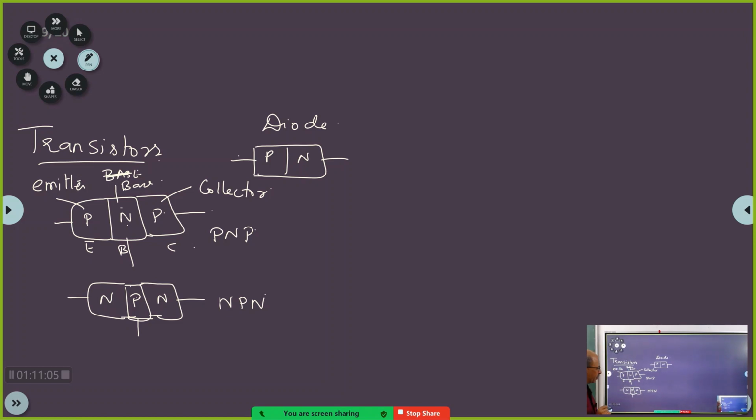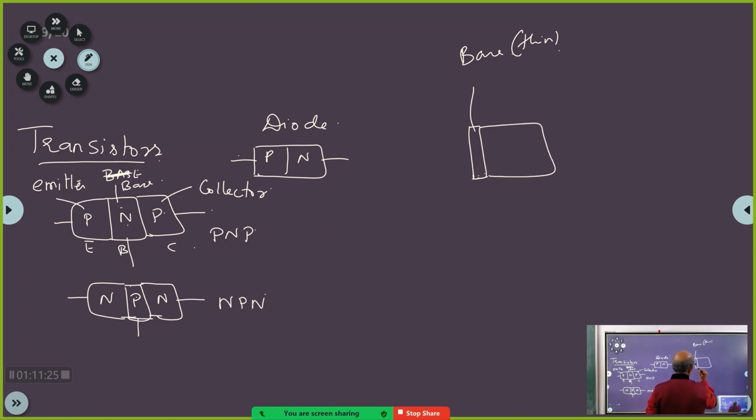This is how it looks. Now here you see the base layer. The base layer is thin. Okay, this is thin. And then the collector region is large. And the emitter region is medium. I mean the size. I'm talking about the size.